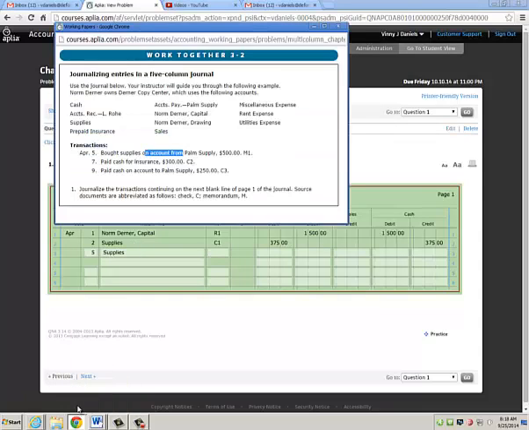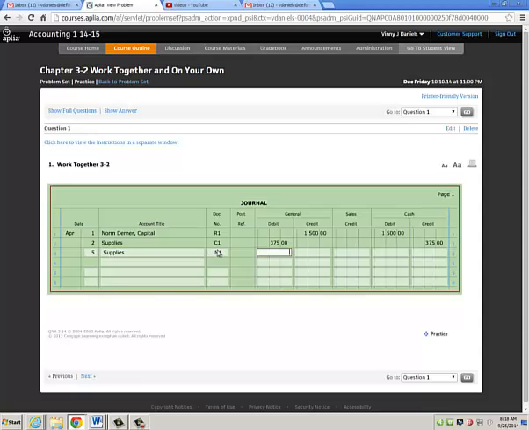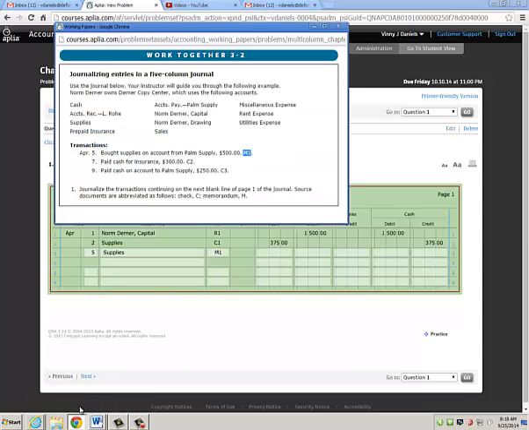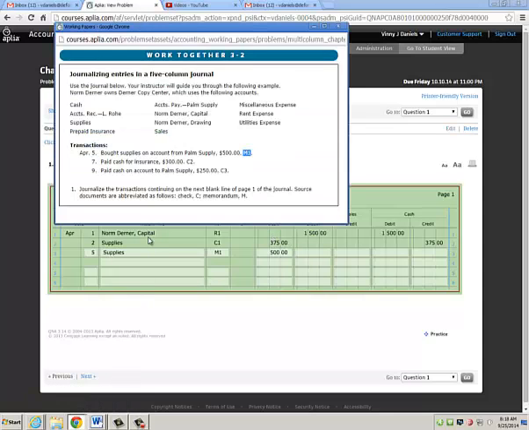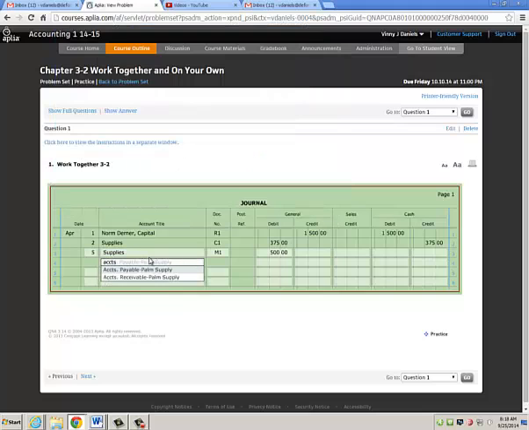The document number is given to us. That's that little M1 there. And this is going to be a general debit of $500. As we move on to the second half of this transaction, we have on account from Palm Supply. This means we are going to owe money. So this is going to be an accounts payable to Palm Supply and a general credit of $500. So that's the first transaction.